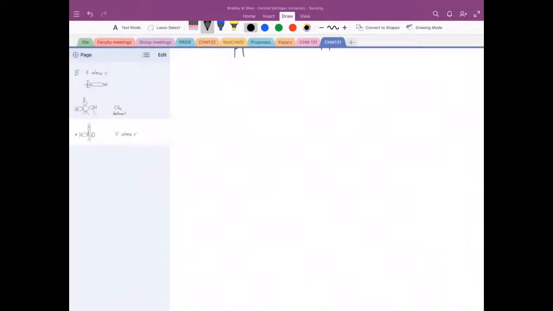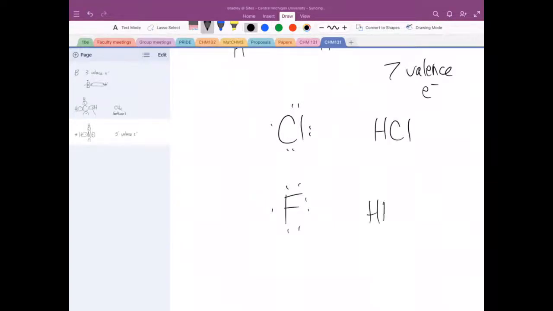And then the next group, group 17, let's say chlorine or fluorine. If you do these, they have 7 valence electrons: 1, 2, 3, 4, 5, 6, 7. Same thing for this. And this is why, for instance, HCl or HF are popular or common. With hydrogen, you just have 1 bond. They like to form 1 bond because you have 1 unpaired electron.